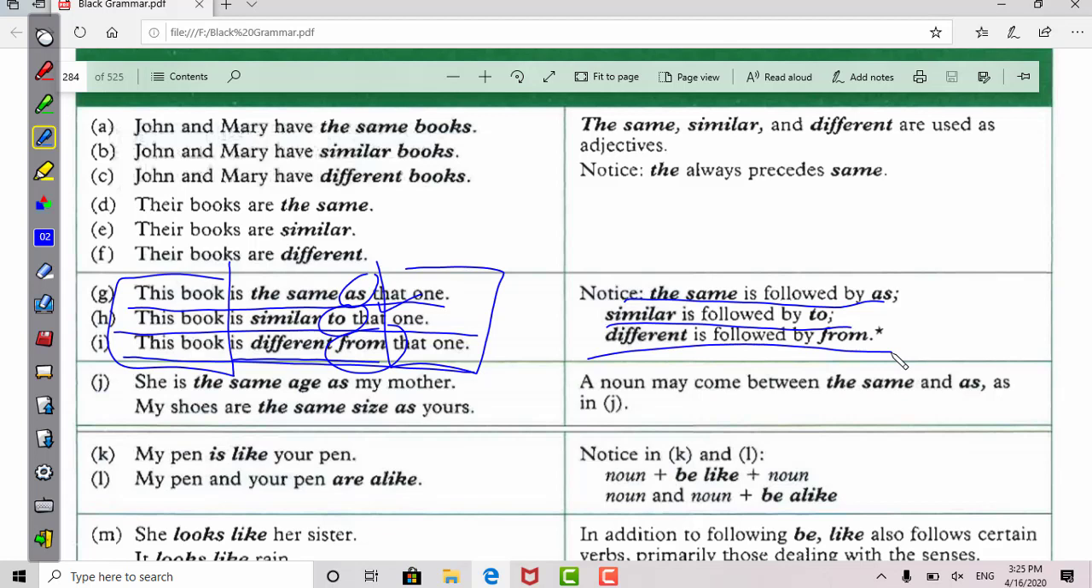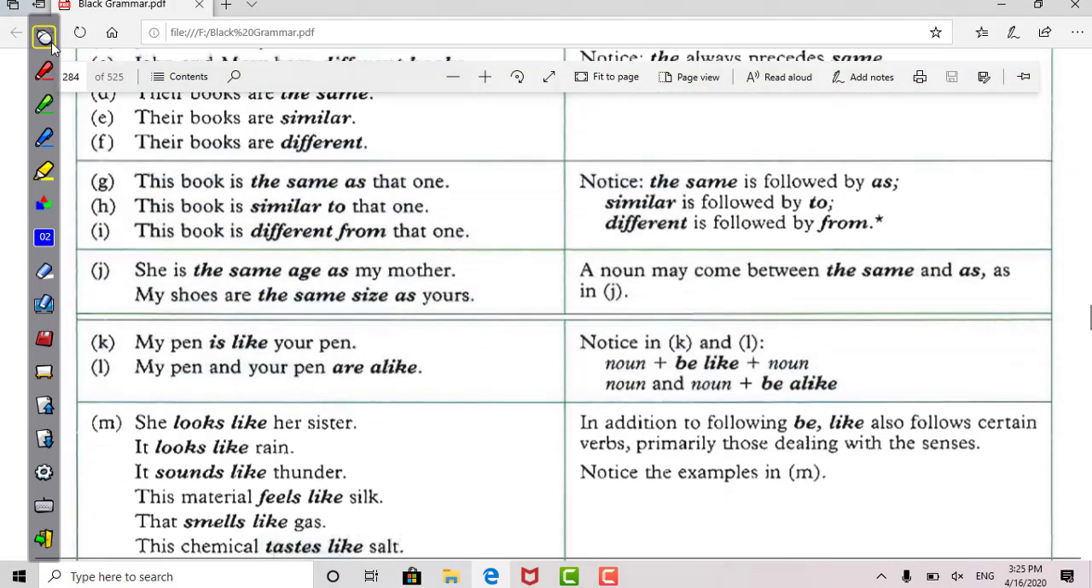Next, we have J here. She is the same age as my mother. She is the same age as my mother. A noun may come between the same and as. All right? The same age, the same size as. So you can use the noun over here. A noun may come, can be mentioned, between the same and as, like in J. So this one is an adjective, this one is a comparison, and you can put a noun between the same and as. Now we go to the next part.